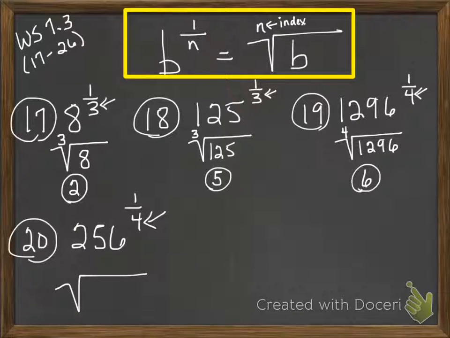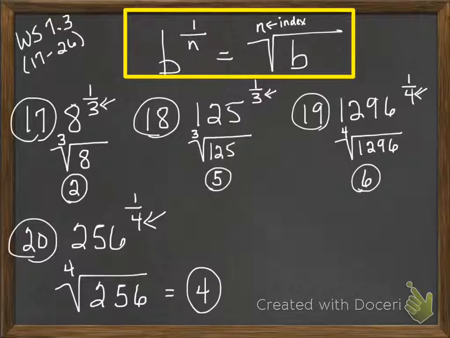All right, number 20, we're going to write our radical, 256 to the 1/4. The bottom of the fraction represents your index. That's your little number that is in the upper left-hand corner of your radical. 256 goes under your radical. Now this is going to be one that we're going to try to memorize. The 4th root of 256 means what times itself 4 times is 256, and that's going to be the number 4, because 4 times 4 times 4 times 4 gives you the 256. So the 4th root of 256 is 4.